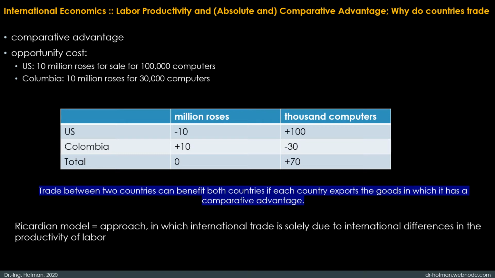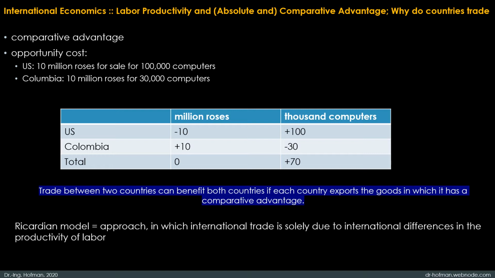Look what has happened. The world is producing just as many roses as before, but it is now producing more computers. So this rearrangement of production, with the United States concentrating on computers and Colombia concentrating on roses, increases the size of the world's economic pie. Because the world as a whole is producing more, it is possible in principle to raise everyone's standard of living.